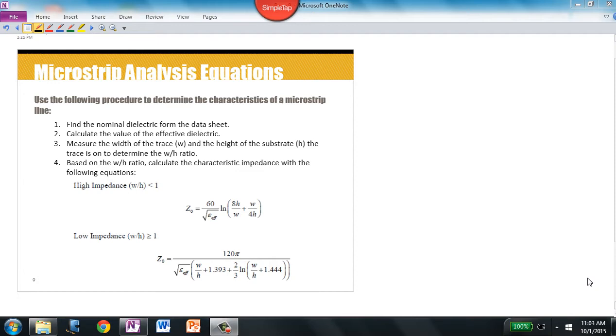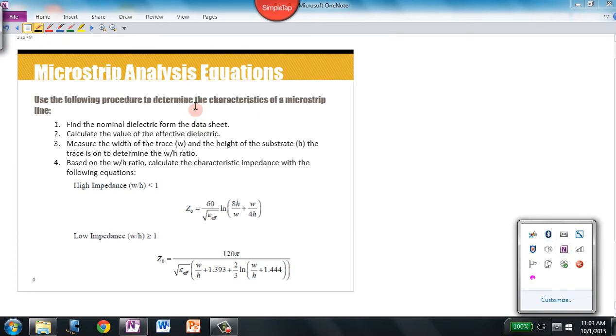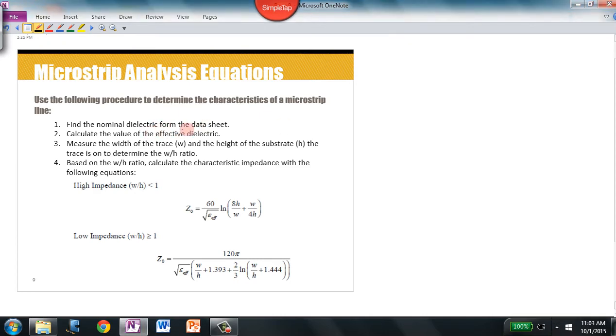The first is that we have to know a little bit of information about the printed circuit board itself. We have to get the nominal dielectric from the data sheet. So what that means is we need to find the relative electric permittivity of the dielectric material. We then use the formulas that we presented on the previous slides to calculate the effective dielectric constant.